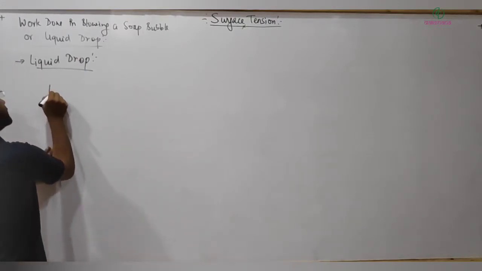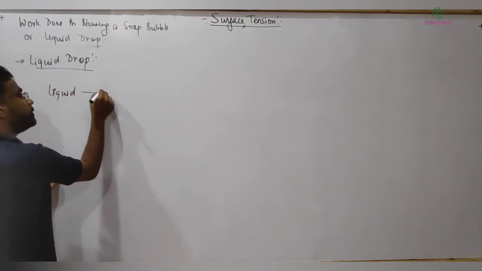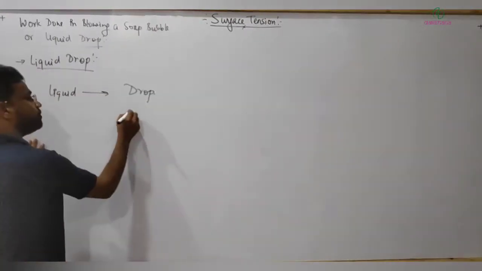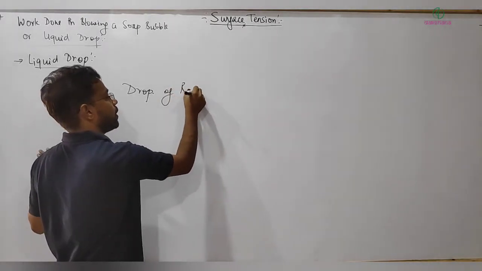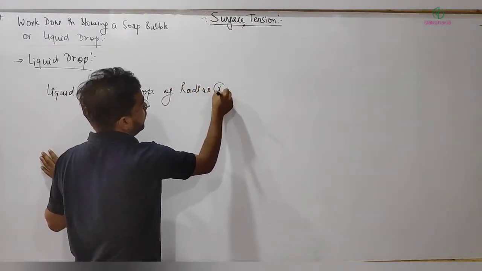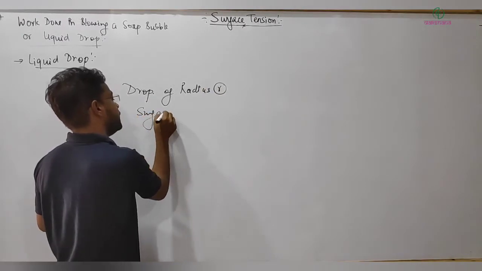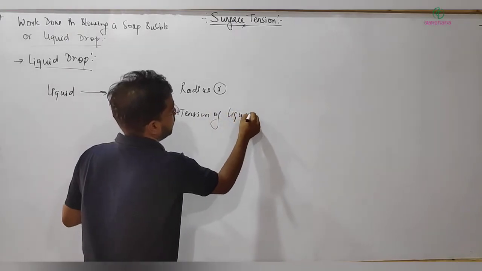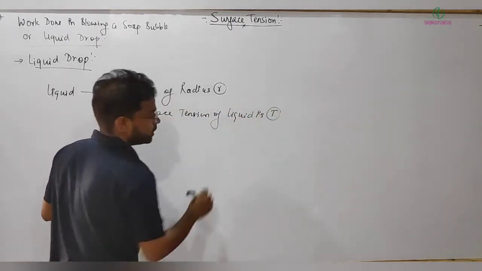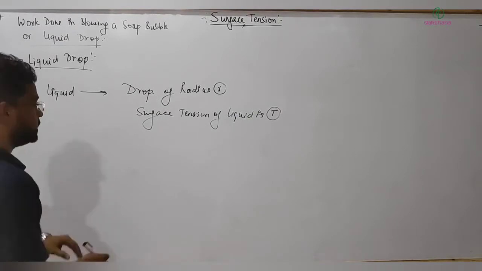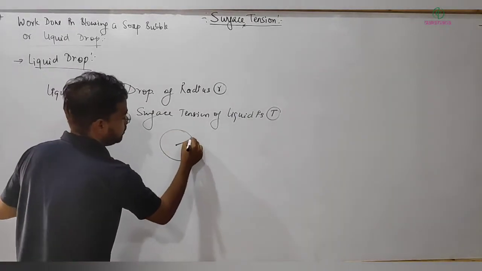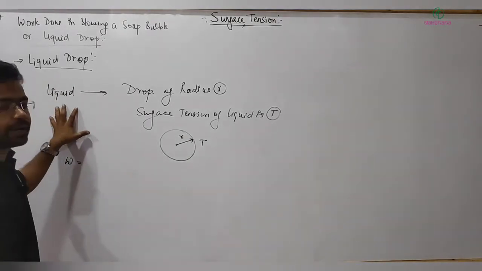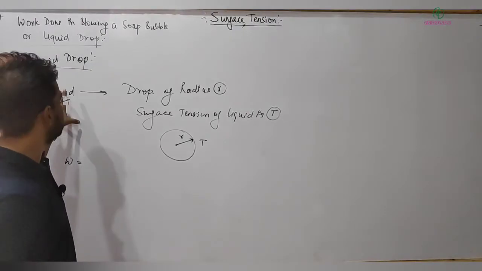Now we initially have liquid, and from that we are making a liquid drop. Let's say the drop has radius r, and the surface tension of the liquid is T. Then how much surface area has been created? So this is a drop with a radius and a surface tension. Then the work done, I can write, is initial, because I am creating it, blowing it from the liquid.